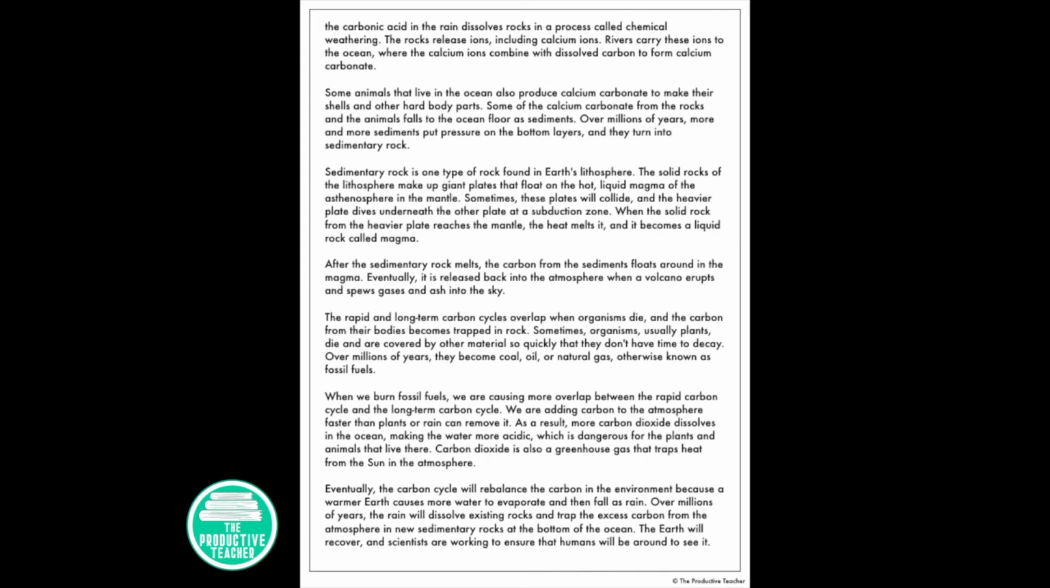Over millions of years, the carbonic acid in the rain dissolves rock in a process called chemical weathering. The rocks release ions, including calcium ions. Rivers carry these ions into the ocean, where the calcium ions combine with dissolved carbon to form calcium carbonate. Some animals that live in the ocean also produce calcium carbonate to make their shells and other hard body parts.